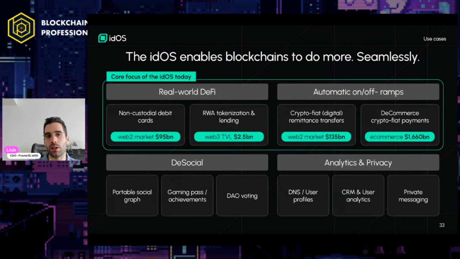There are many more use cases. We usually split them across 4 different areas. So real world DeFi, these automatic on-off ramps, the social, and then additional analytics and user privacy, where this is very important. I just put a couple of numbers here of the size of these industries today, if we actually manage to enable them and bring them to Web3 with all the benefits that that has, with all the composability elements, and if we add this missing layer today, which is the identity layer.